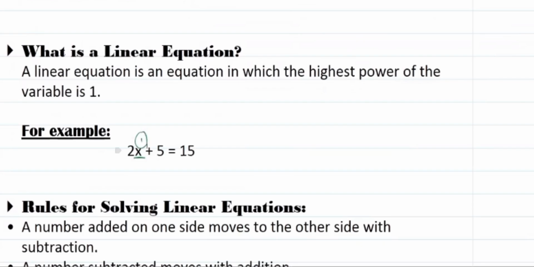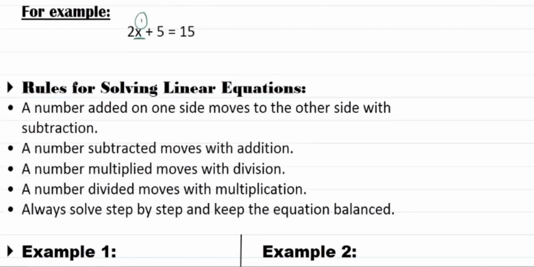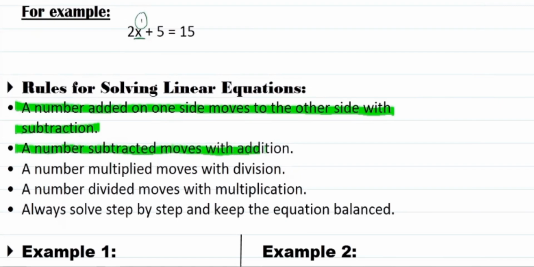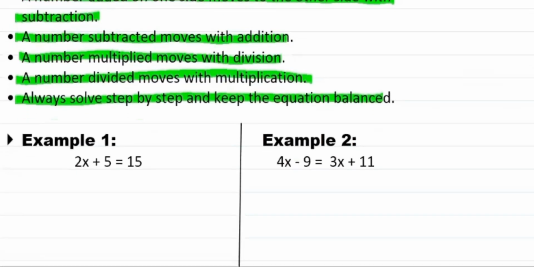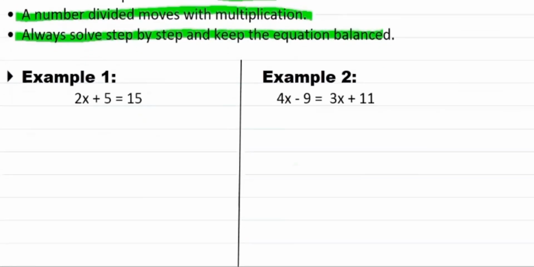Before solving questions, remember these rules carefully. What are the rules? Rule number 1: a number added on one side moves to the other side with subtraction. Rule number 2: a number subtracted moves with addition. A number multiplied moves with division. A number divided moves with multiplication. Always solve step by step and keep the question balanced. Now let's solve an example or two.